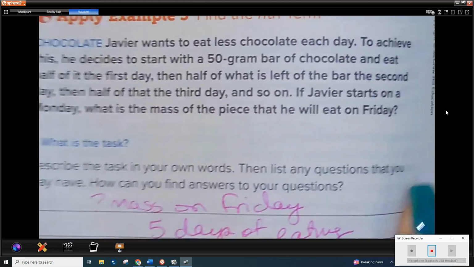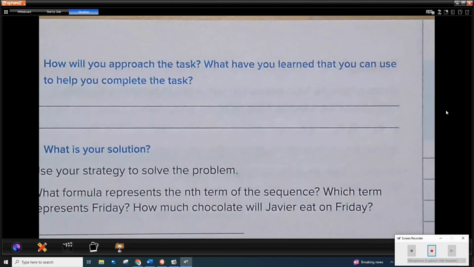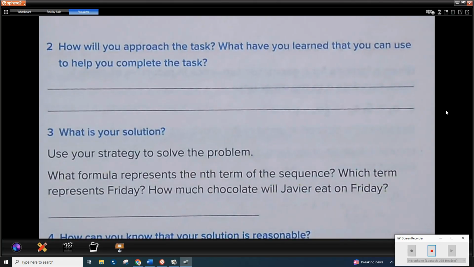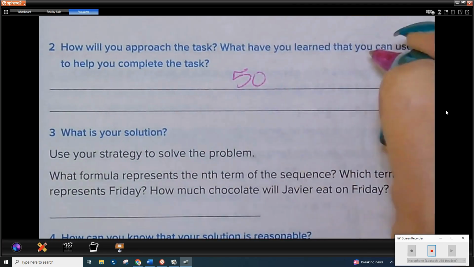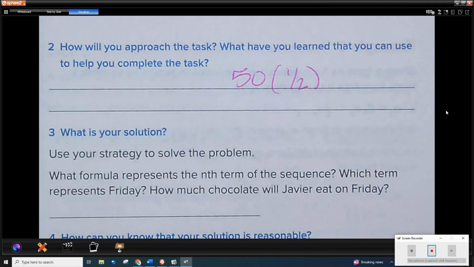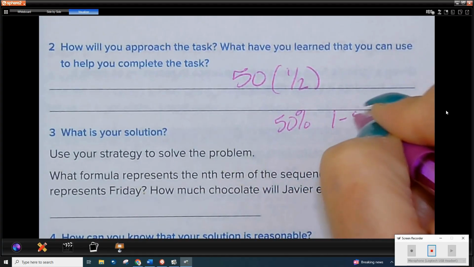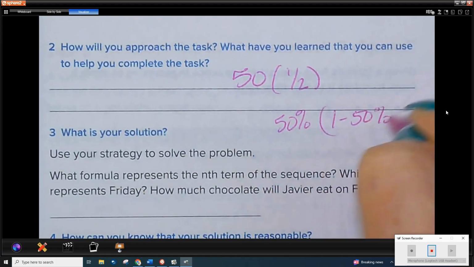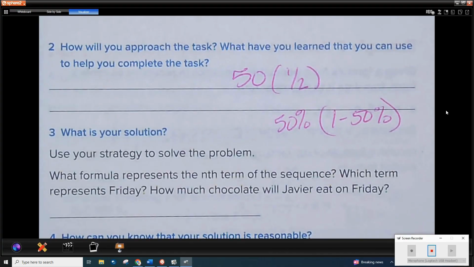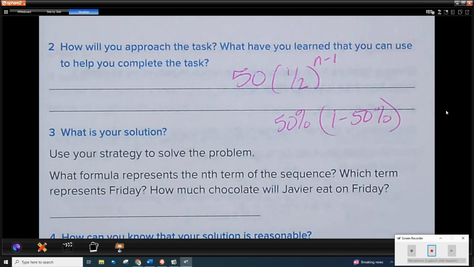Okay, how will you approach the task? So we know he's going to start with 50 grams. He's going to eat a half, which you could put a half there because it's 50%, right? And it's 1 minus 50%. It's decay because the piece of chocolate's going down. Now we put n minus 1 in the exponent. What formula? There it is.